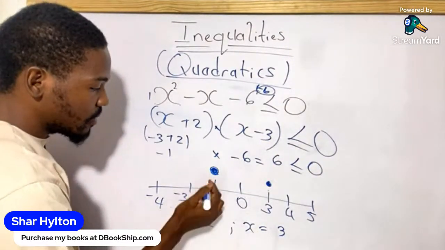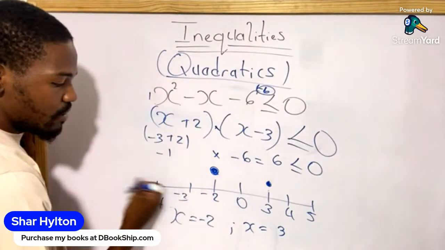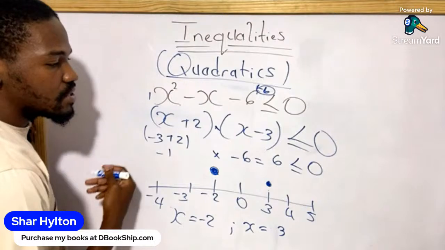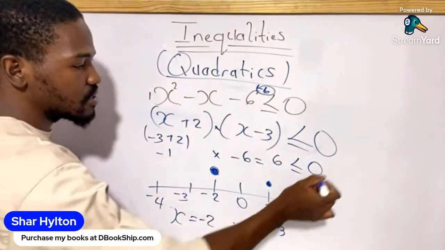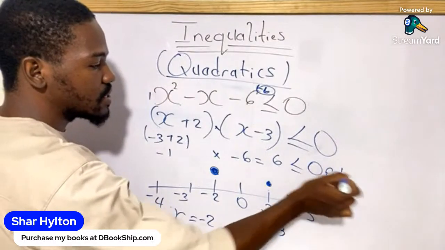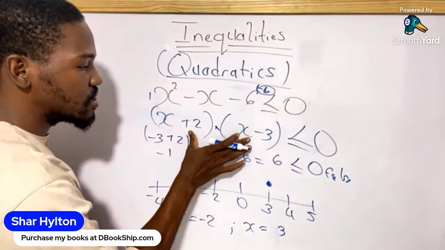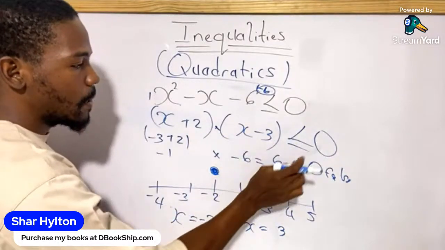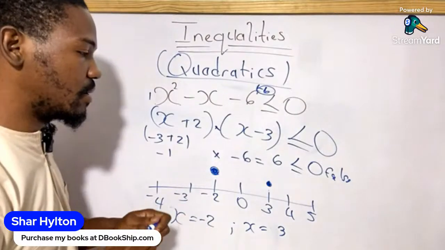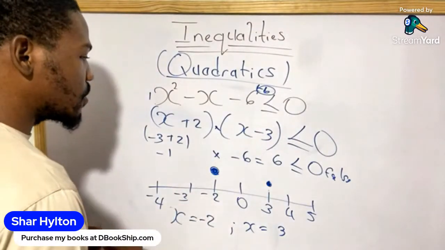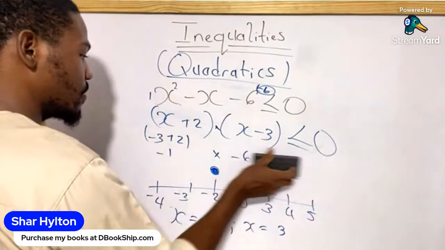So we know we can't go in this direction, because any number from negative 3 up is going to result in a false. This is going to be false, because we see that 6 is not less than or equal to 0. So this cannot work. But if we were to choose a number that's between, we could choose 0.